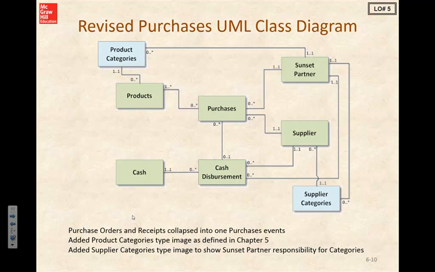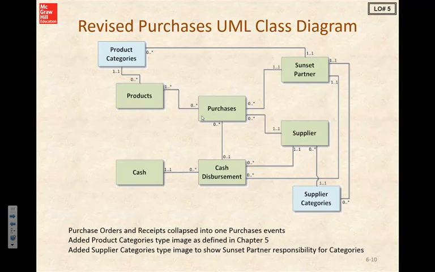Here we've got the revised UML class diagram. If we had a one-to-one relationship between maybe purchase order and receipts, that would allow us to collapse the two events into one, just purchases. So this is just showing that option if that was the case.